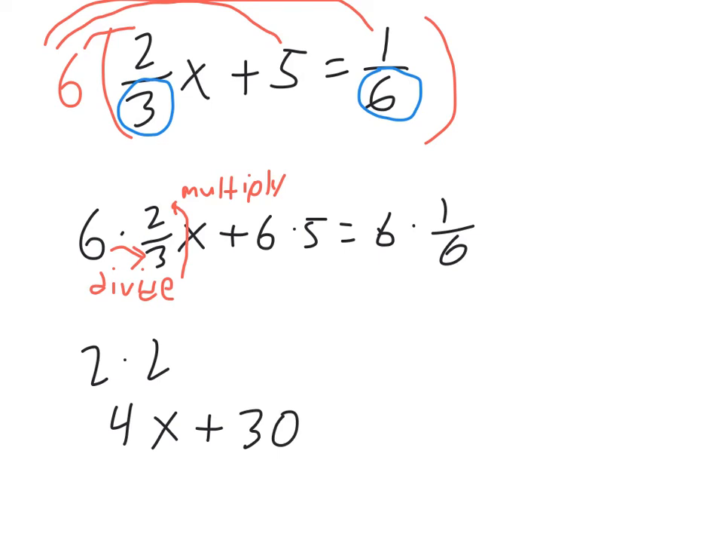Then we have 6 times 1 over 6. Do the same thing. First divide, then multiply. So divide by the bottom, multiply by the top. So 6 divided by 6 will give us 1, and then times 1 is 1. So the right side will equal 1.